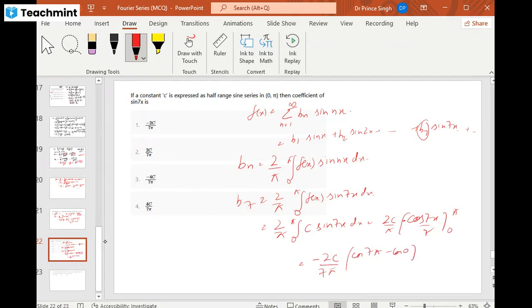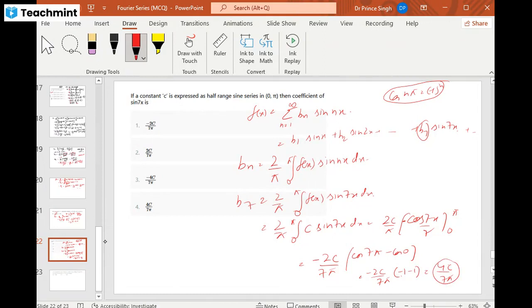And we know that for an odd multiple of pi, if n is odd, its value is minus 1. So it is minus 2 upon 7 pi. Its value is minus 1 minus 1. So minus 2 into minus 2 is 4 upon 7 pi. So the answer is option 4.